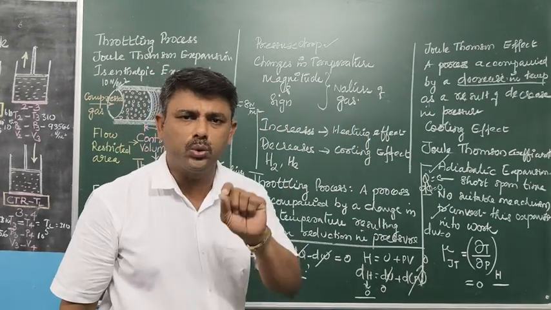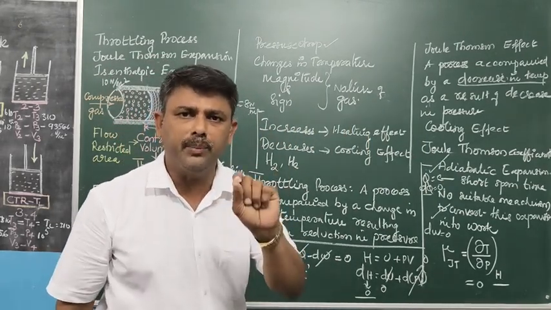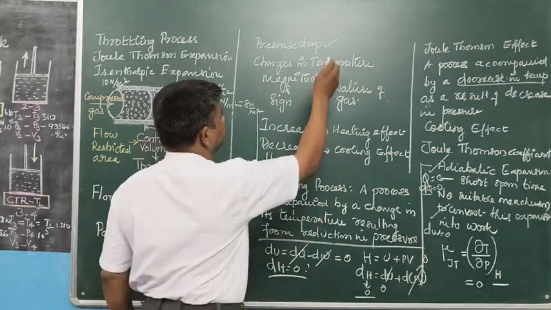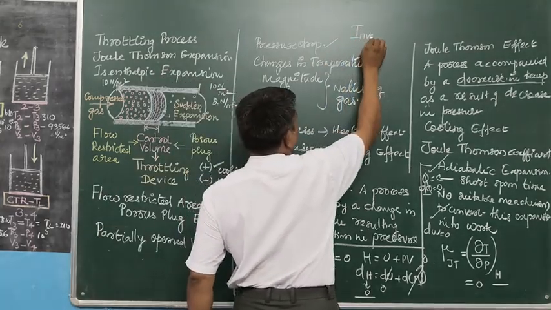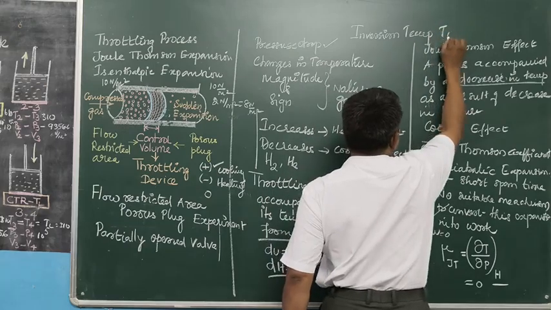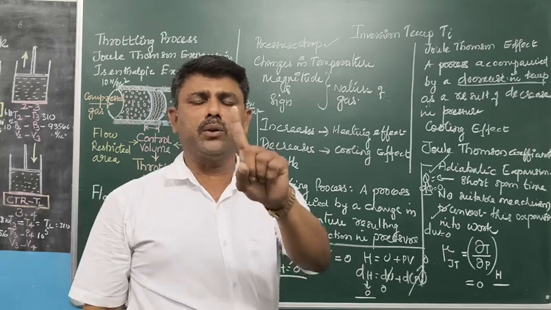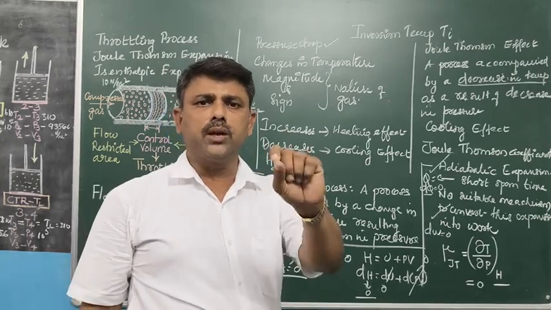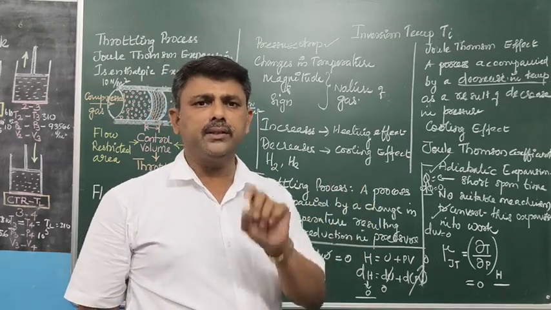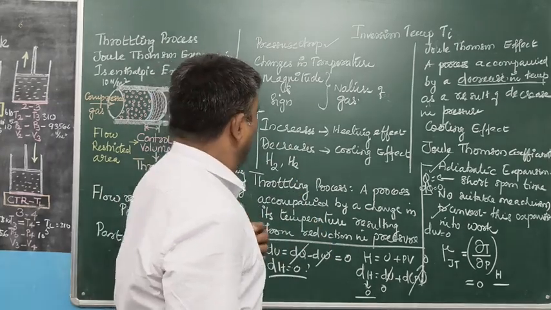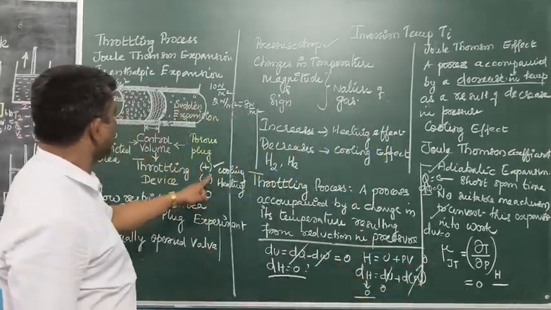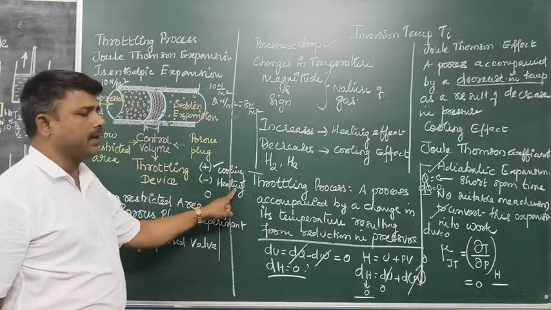At what temperature is Joule-Thomson coefficient equal to 0? The temperature is called as inversion temperature, Ti. Each and every gas has one particular temperature. At that temperature, the Joule-Thomson coefficient becomes 0. There is no heating effect, no cooling effect. That temperature is called as inversion temperature. Clear? Joule-Thomson coefficient for ideal gas is equal to 0. If it is positive, it is a cooling effect. If it is negative, it is a heating effect.